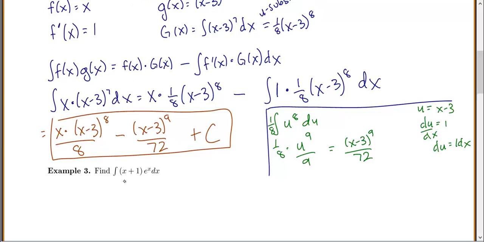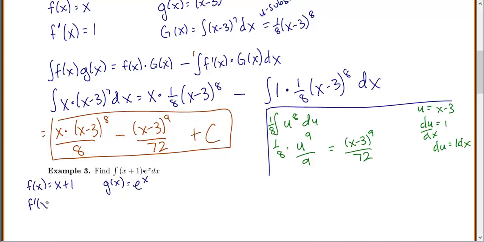So now let's try example 3, which actually is an easier problem to do. So we want to find the integral of (x plus 1) times e to the x dx. So again, we always start by saying, okay, what's f of x, what's g of x? Because this is a product, we do have (x plus 1) times e to the x, and I can't figure out any way to just get rid of it with u substitution, so I do have to use integration by parts. Now, e to the x doesn't get simpler when we take the derivative, but x plus 1, if we take the derivative, we'll just get 1. That does get simpler, so let's choose that as our f of x. And then e to the x would be g of x.